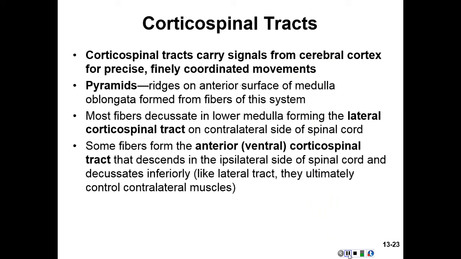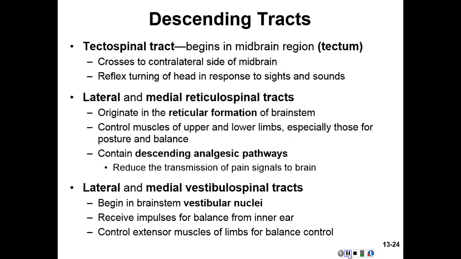Alright, your corticospinal tract carries information on fine coordinated movement, like picking up a scalpel blade or a pencil to write with. So you have your pyramids, the ridges associated with the front surface of the medulla oblongata. Most of these fibers decussate in the lower medulla, forming the lateral corticospinal tract. Some of them terminate in the anterior corticospinal tract that descends on the ipsilateral side of the spinal cord. So they control contralateral muscle interaction.